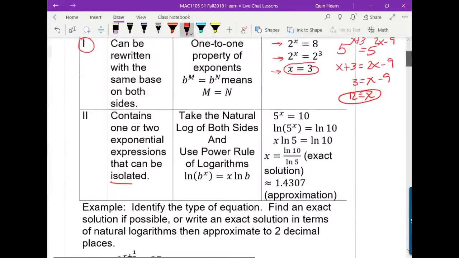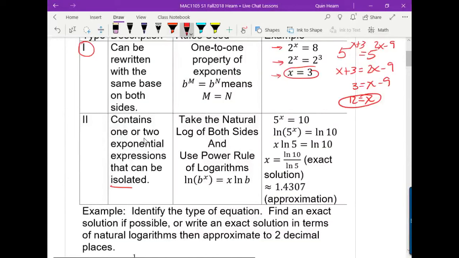But a lot of the time, we can't write both sides with the same base. For example, here we have 5 to the x equals 10. 10 is not a power of 5. It's a multiple of 5. It's 2 times 5, but it's not a power of 5. You can't say it's 5 squared or something like that. So as a result, we can't use the one-to-one property of exponents. Instead, we're going to take the natural log of both sides and use the power rule of logarithms to rewrite it and get the x out of the exponent.